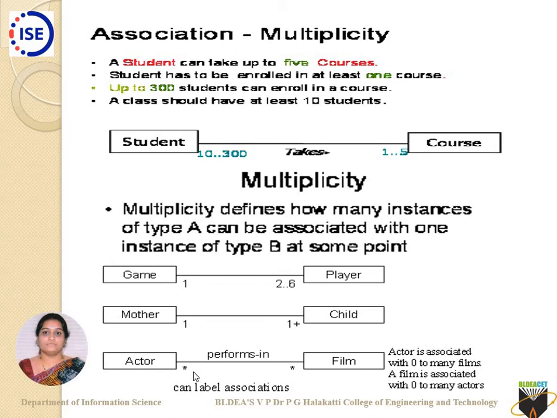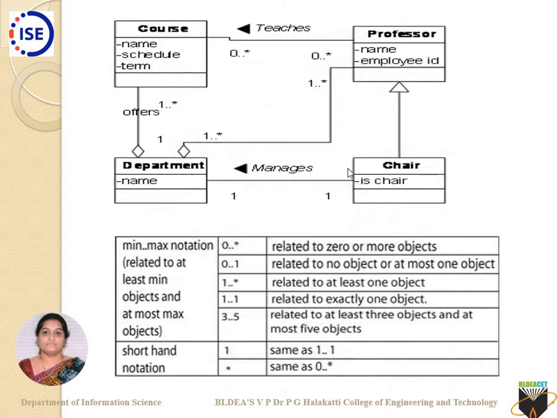Always keep in mind, whenever I am using an asterisk, what is the difference between this and this here? Where I have specified it as 1, 1 means that at least 1 should be there. But if I have asterisk, asterisk means that actor is associated with 0 to many films there. So even 0 is included here. A film is associated with 0 to many actors there. Either you can have 0, or else you can have many actors also. So this is with multiplicity.